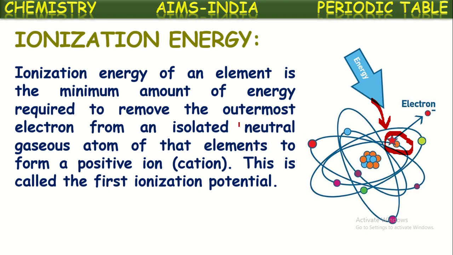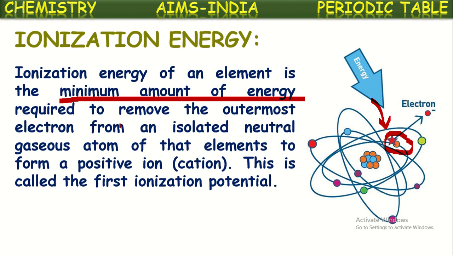Let us see those. The minimum amount of energy required. Whatever energy we supply, the minimum energy required to remove that electron from the atom is called ionization energy. Whatever maximum amount of energy we may supply, only a certain amount is utilized for the removal of the electron. The remaining energy is converted into kinetic energy of that electron. That minimum energy is called ionization energy.